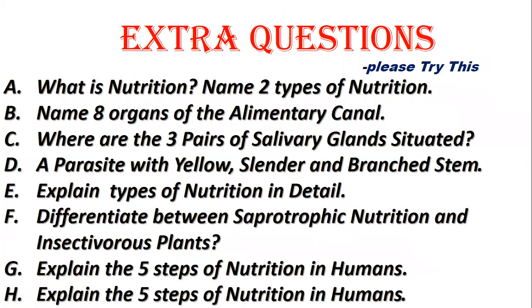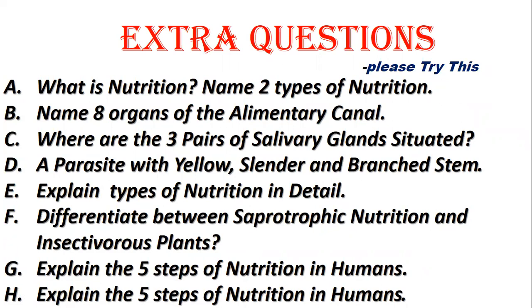Now, extra questions. I suggest you please try these. Question A, what is nutrition? Name 2 types of nutrition. Question B, name the 8 organs of the alimentary canal. Question C, where are the 3 pairs of salivary glands situated? Question D, name a parasite with a yellow, slender and branched stem.